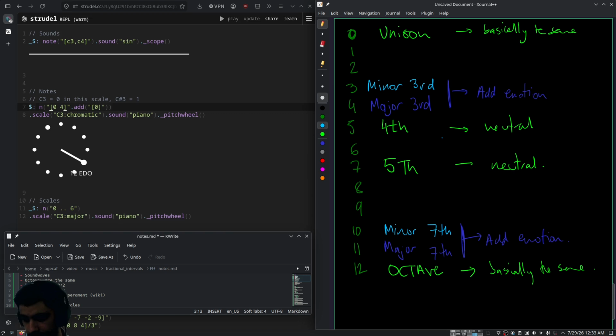So essentially, the minor seventh is the minor third of the fifth. So 7 plus 3 is equal to 10. And the major seventh is the major third of the fifth. So 4 plus 7 is 11. And since the fifth and the unison are very closely related, these notes will be closely related. In fact, the fifth of the minor third is going to be the minor seventh, and the fifth of the major third is going to be the major seventh. So these are going to be very closely related.